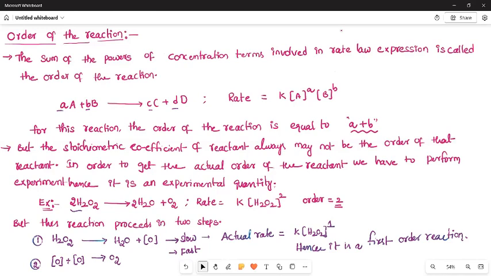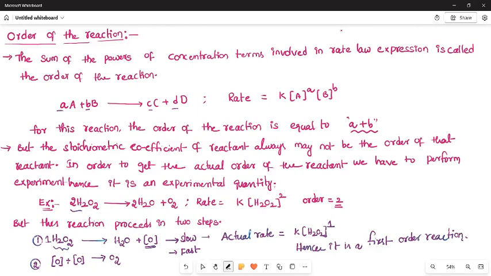The entire change that we want to observe, we observe in the first step. So in the first step, H2O2 gives H2O plus nascent oxygen. That is the slow step. In the slow step, how many molecules are involved? One molecule, and the stoichiometric coefficient is 1. So now if you write the rate expression, rate is k into H2O2 power 1. Hence this is a first order reaction.